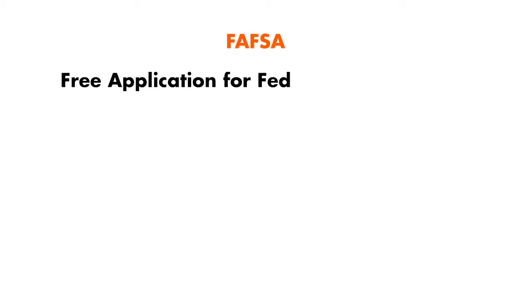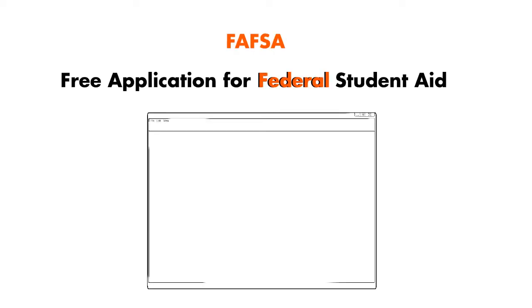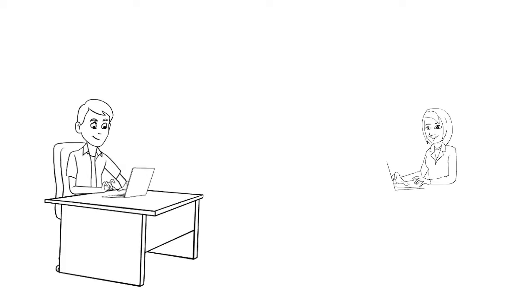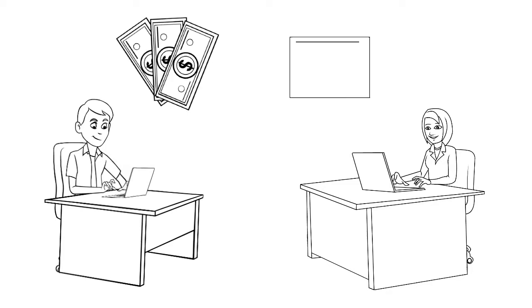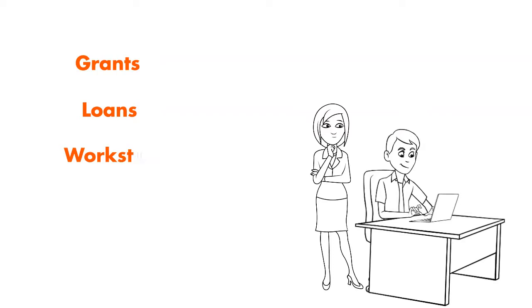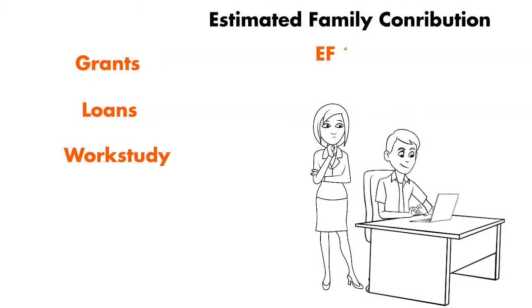The FAFSA is a form that is used to determine federal or governmental financial aid eligibility. The FAFSA is available online. The student and one parent create accounts online and use their own information to fill out the form. The FAFSA uses wages, assets, and other information in its calculations. After filling out the FAFSA, a student learns their eligibility for government grants, loans, and work study. The student will also learn how much the federal government believes the family should contribute to their education. This is called a family's estimated family contribution, or EFC.